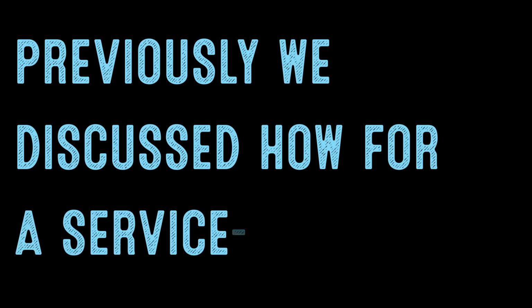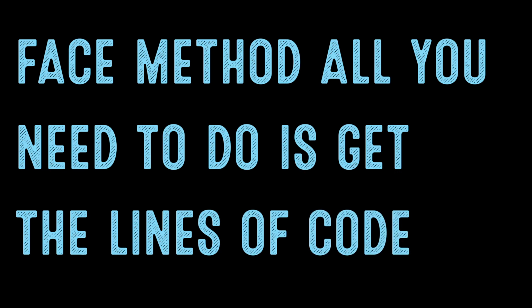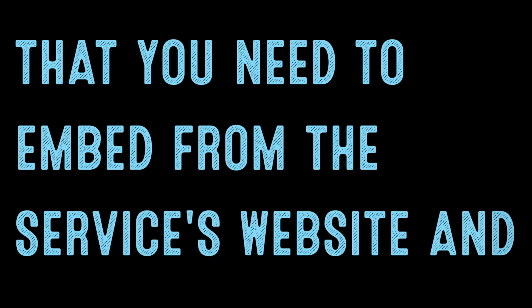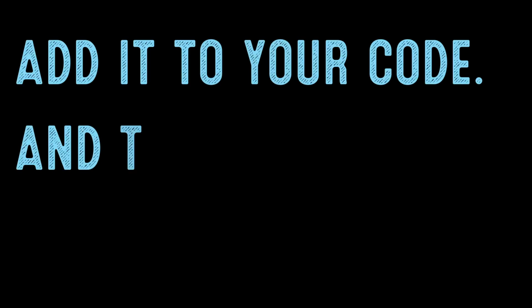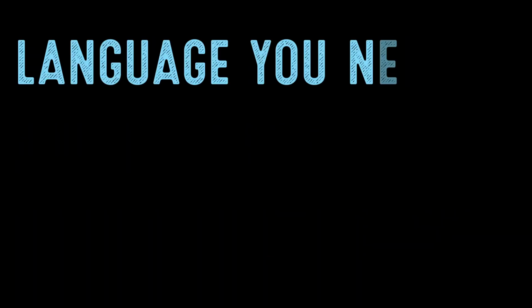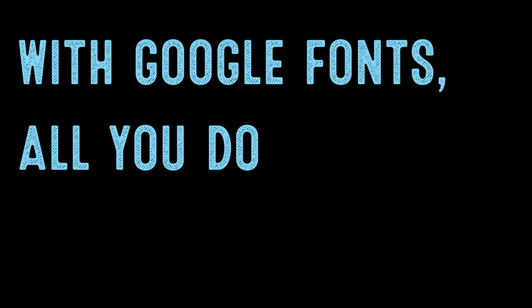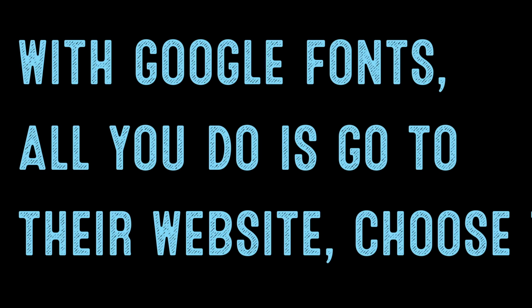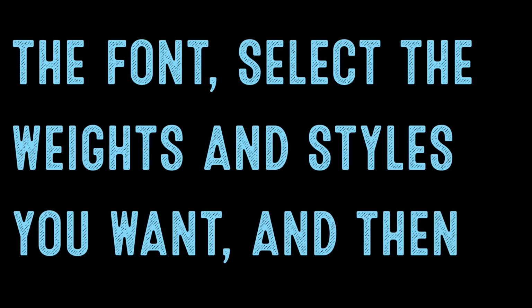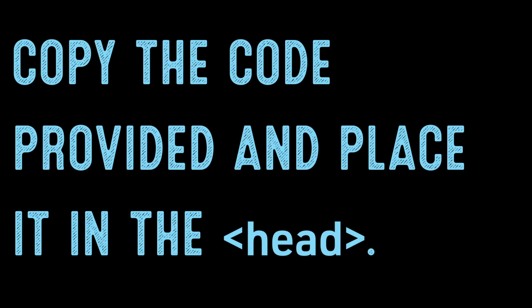The Daily Code Snippet. Previously, we discussed how for a service-based font face method, all you need to do is get lines of code that you need to embed from the service's website and add it to your code. And then you should find out the language you need to use to activate that code. So we saw how with Google Fonts, all you do is go to their website, choose the font, select the weights and styles you want, and then copy the code provided and place it in the head element.